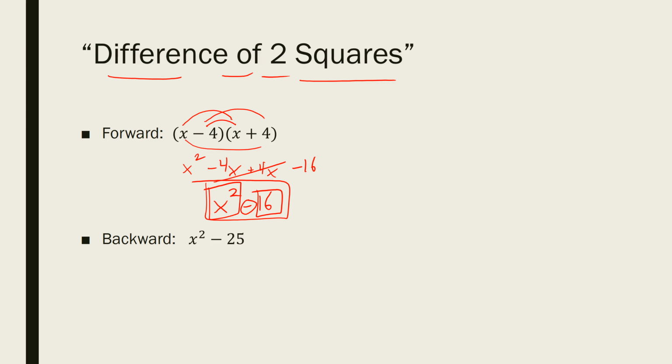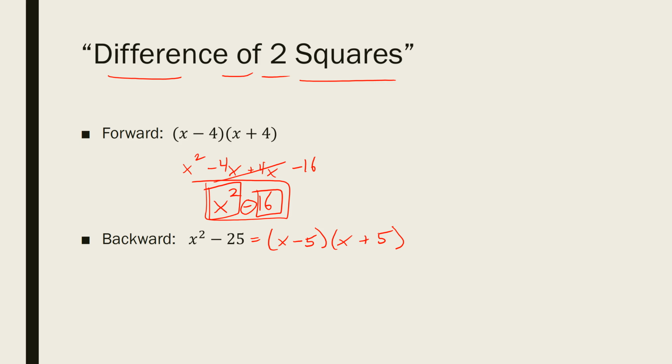Interesting. So now let's go backwards. If you notice, this falls into the same pattern. I have a perfect square, I have a perfect square. They are subtracting. That means that according to the pattern, I can think, okay, how do I multiply to x squared? x and x. How do I multiply to 25? Thinking like square root, 5 and 5. Make one minus, make one plus.